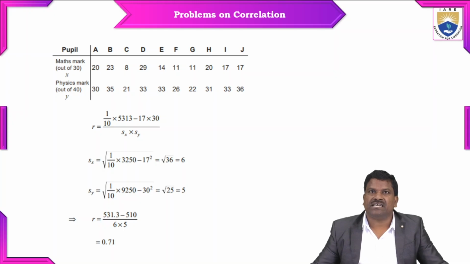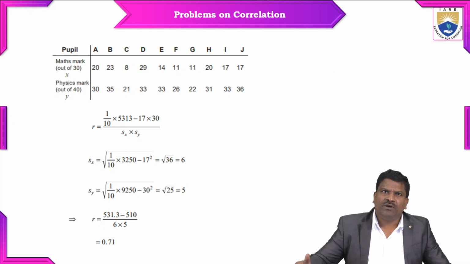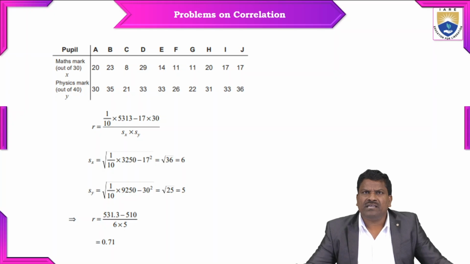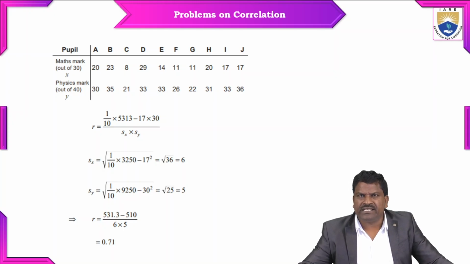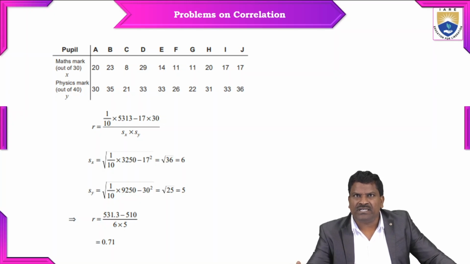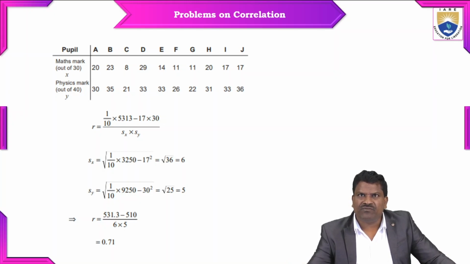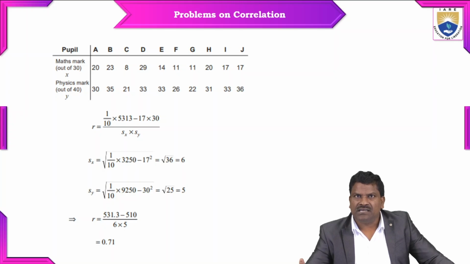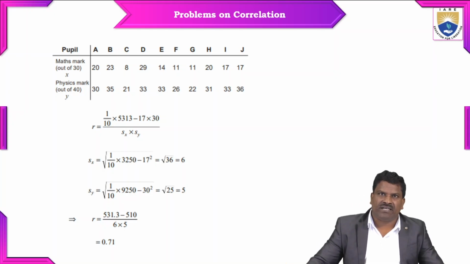Same like it. Let us see this example also. Here, ten students, A to J, got marks. Out of 30 in mathematics, they are getting 20, 23, 8, 29, 14, 11, 11, 20, 17, 17. Like that, the physics marks out of 40 are given like this: 30, 35, 21, 33, 33, 26, 22, 31, 33, 36.